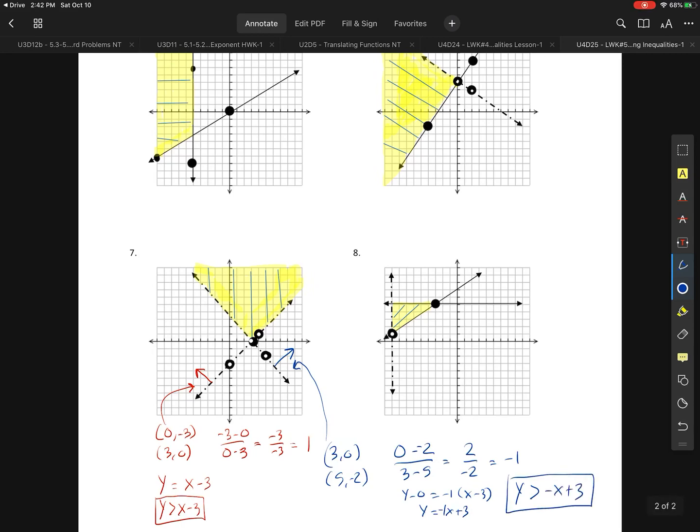And that's all we're doing here. We're finding inequalities. We're writing them out. The system that best represents problem 7 is the two inequalities: y is greater than x minus 3 and y is greater than negative x plus 3. That's the answer. Alright, so all the other ones, the answer key's up on Google.